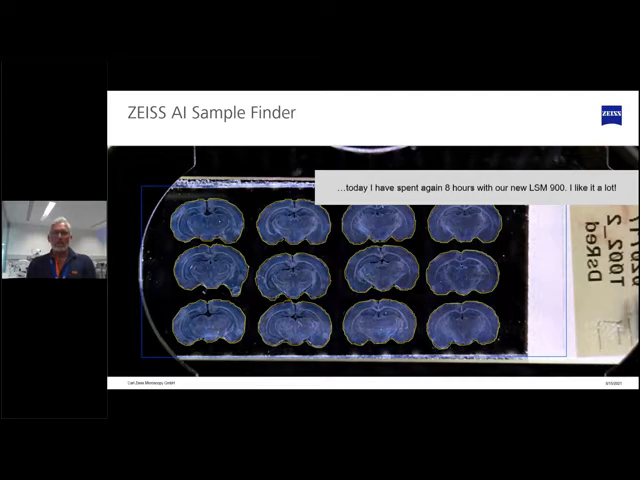With AI Sample Finder, we will learn that this is not only a simple tool to give you an overview or a pre-scan, but a lot more. It starts with assisted sample loading, carrier recognition. It gives you an overview image. It will detect the cover slip if there is one, and starts segmentation and gives you a coarse focus orientation.